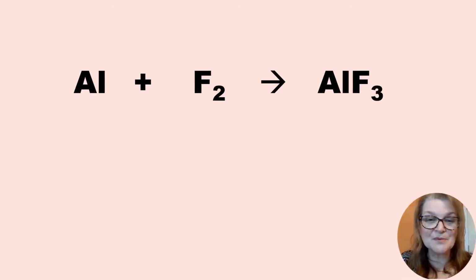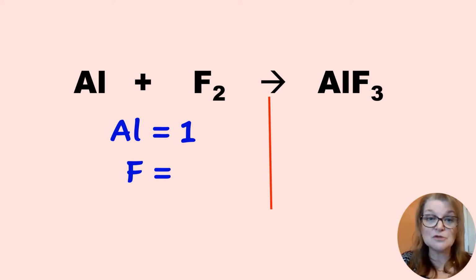Here's another example. We're going to start by making our inventory. When we look at the aluminum, it has no coefficients, no subscripts, so there's understood to be 1 aluminum on the reactant side. The fluorine on the reactant side has a subscript of 2, so there are 2 fluorine.